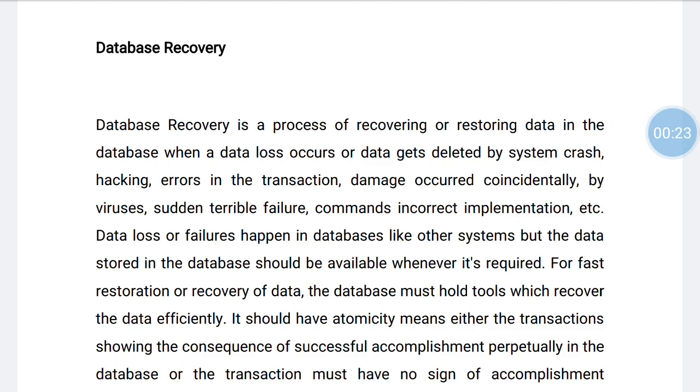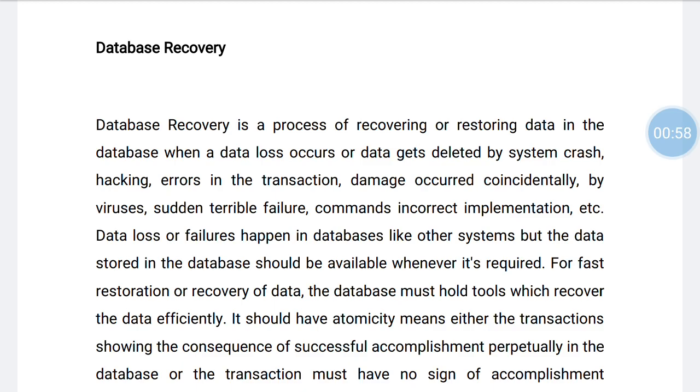is a process of recovering and restoring data in the database when a data loss occurs or data gets deleted by system crash, hacking, or errors in the transaction, or damage occurring accidentally through viruses, sudden failures, incorrect commands or implementations, etc. Data loss or failure happens in databases like other systems, but the data stored in the database should be available whenever it is required.